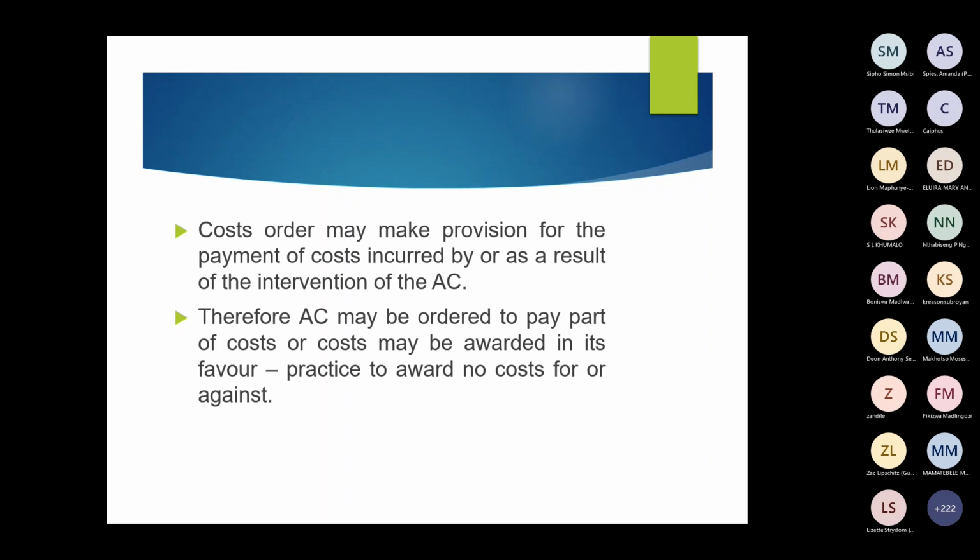A costs order may make provision for the payment of costs incurred by or as a result of the intervention of the amicus curiae. Therefore, an amicus curiae may be ordered to pay part of the costs, or costs may be awarded in its favour. But it's the practice of the court to award no costs for or against the amicus curiae because of the assistance that it does provide to the court.